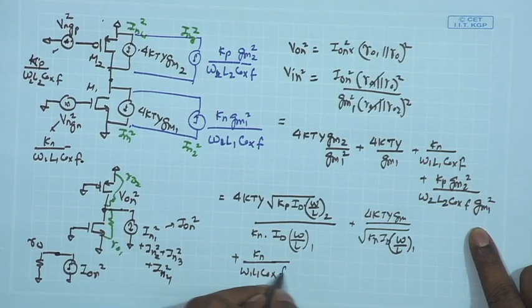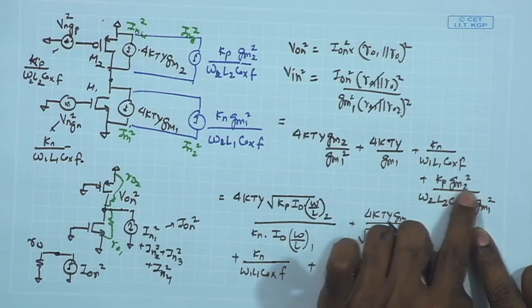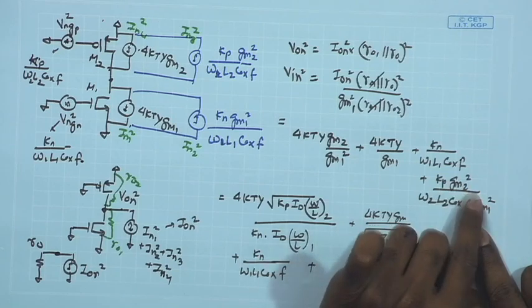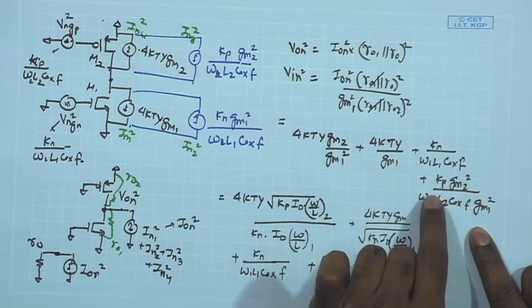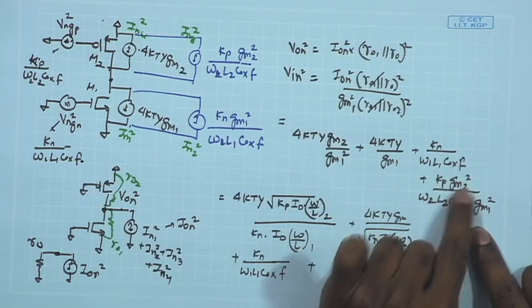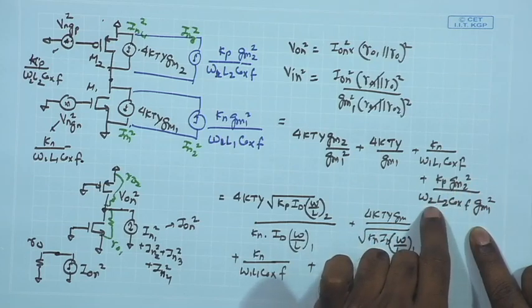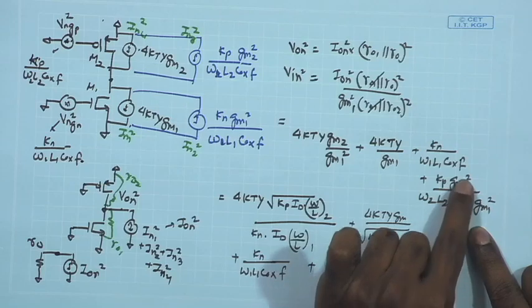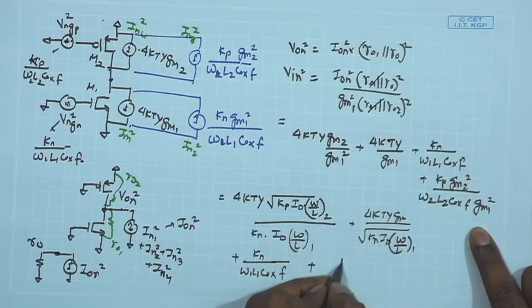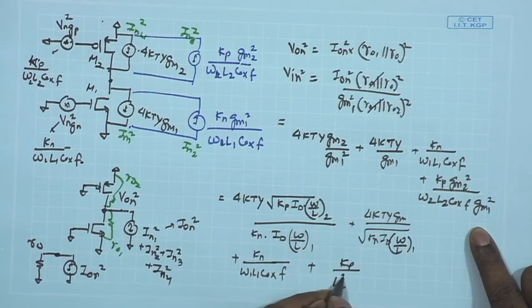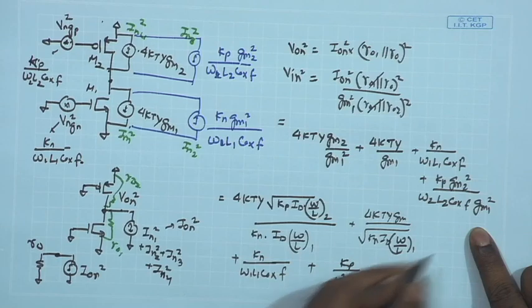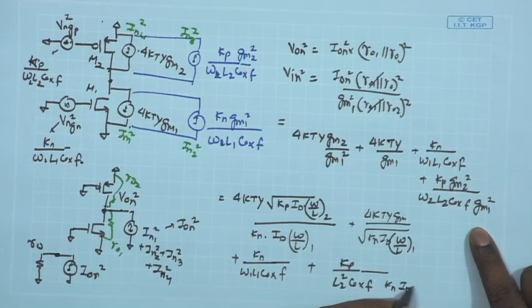Cox times F, and the last term we need to break down the GM2, which is going to have a W by L 2 component. So, W2 over here gets cancelled, W2 of GM2 and W2 over here will get cancelled. So, you are left with only L2 over here and another L2 coming from GM2. So, it becomes L2 square. So, you have Kp upon L2 square coming over here, Cox and F, and then you have the GM1 terms coming again as Kn Id W by L1.